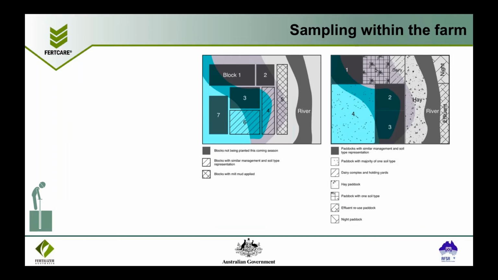The other thing that's really important to think about when sampling within the farm is to, wherever possible, start off with some really good base maps. So that would be things like paddock boundaries and also soil testing boundaries. And you can overlay those and identify whether there's particular elements within those overlays that can assist you with your sampling strategy.